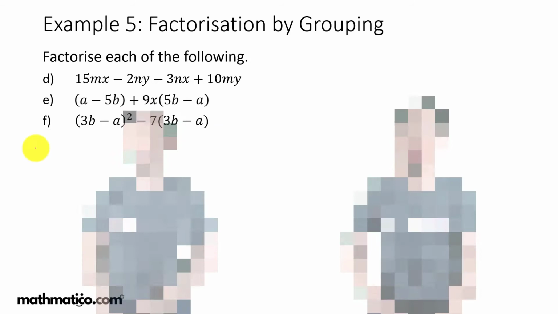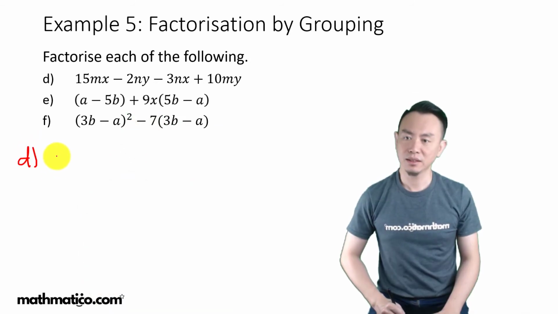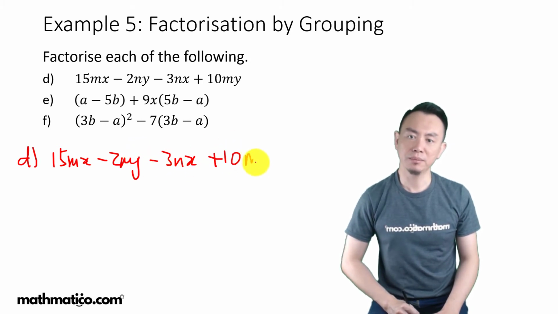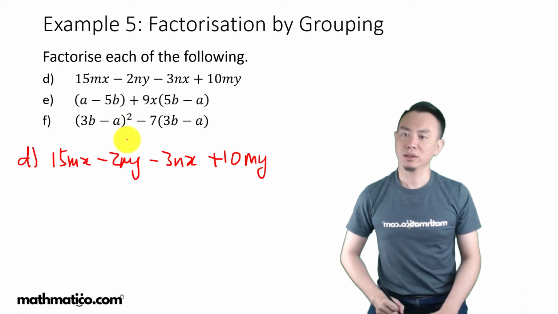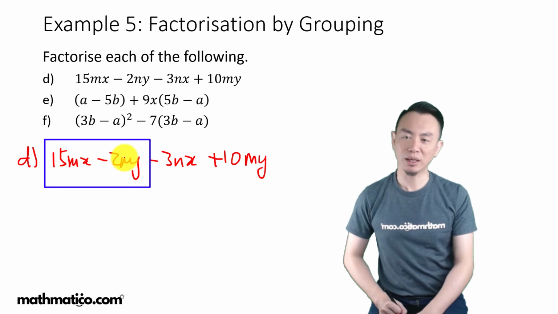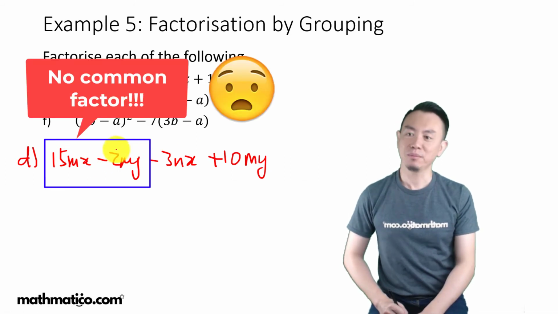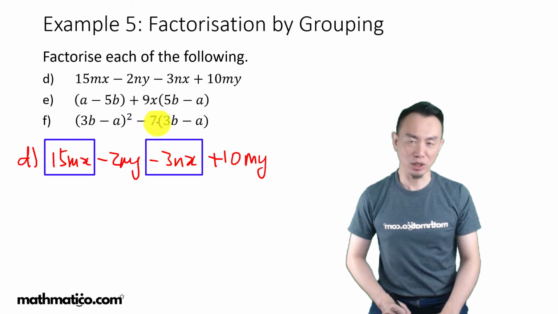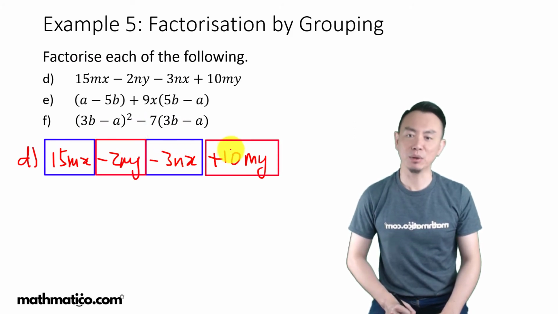Alright, part D, 15mx minus 2ny minus 3nx plus 10my. At first look, you realize that 15mx and minus 2ny have no common factors at all. But if you look carefully, 15mx and negative 3nx, there's a common factor. 2ny and 10my, there's a common factor.